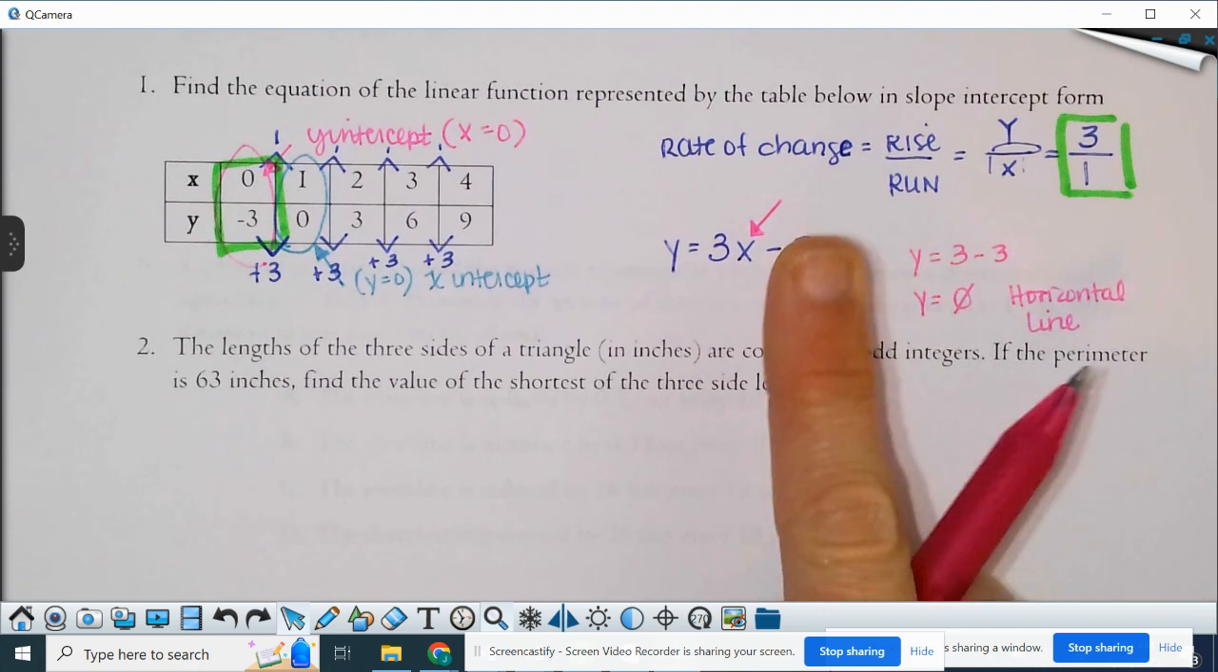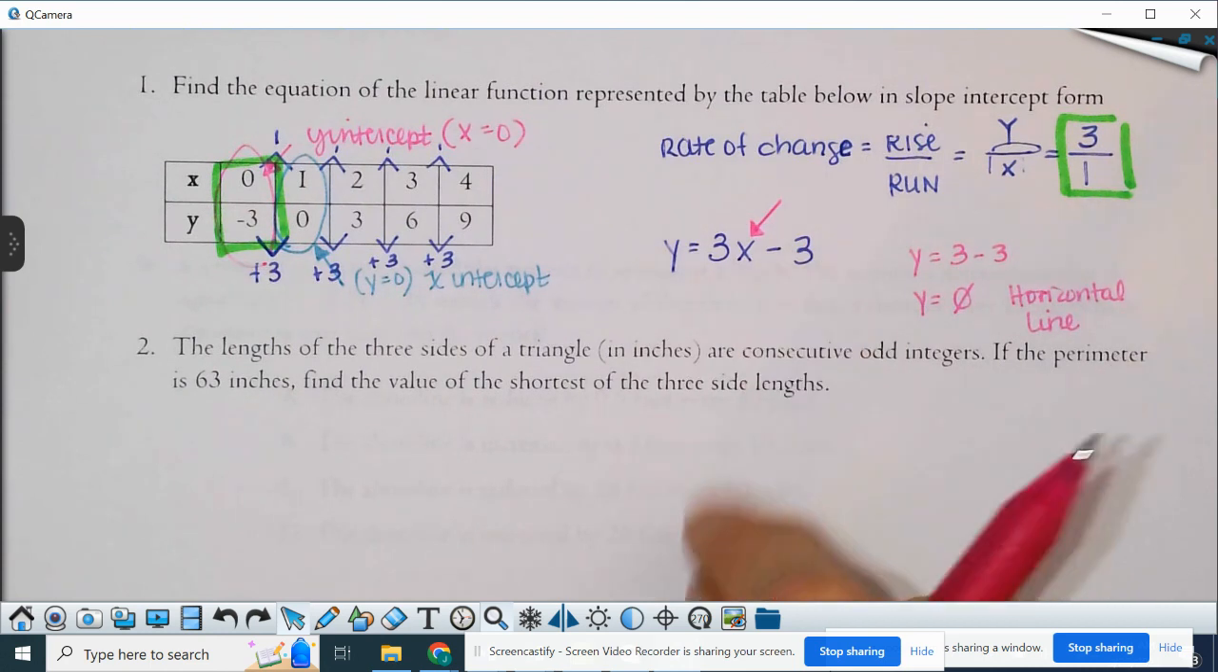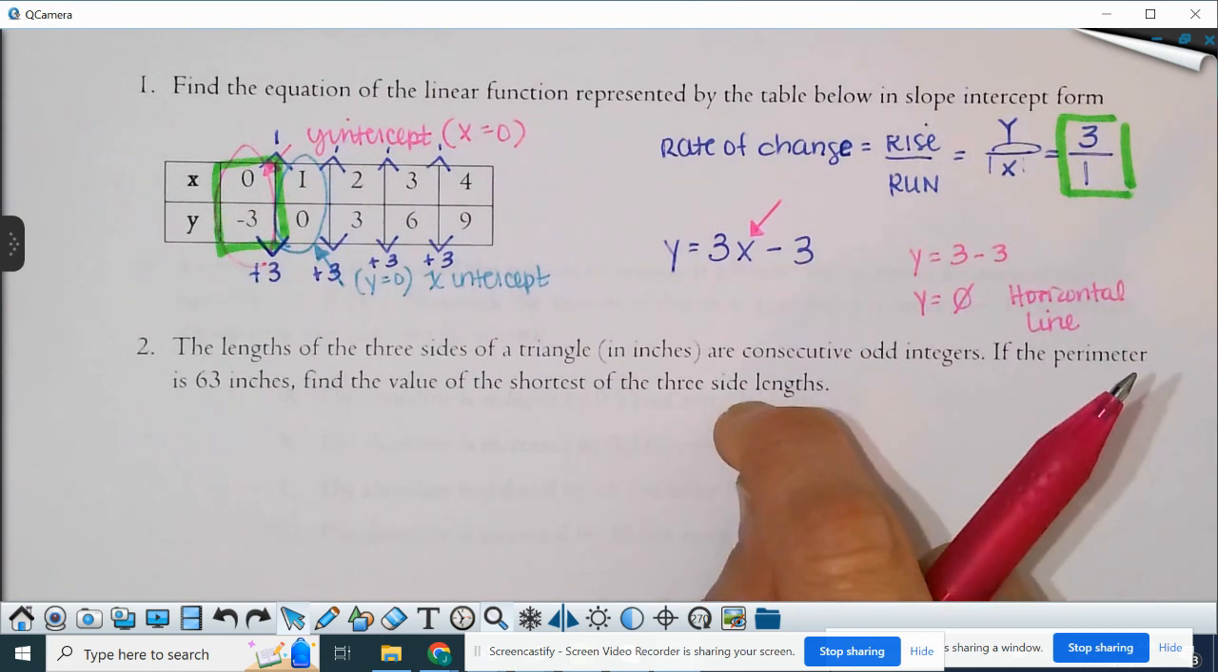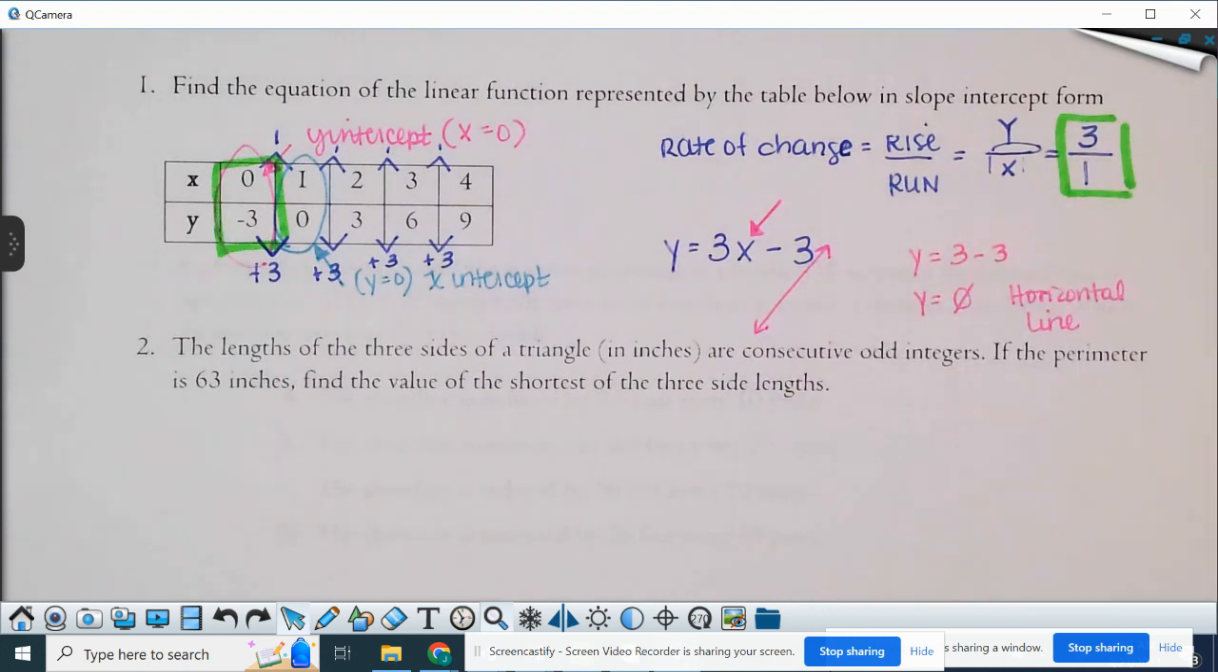Because 3x minus 3 means it's going to start on the y-axis at a negative 3, then it's going to go up 3 over 1, up 3 over 1, so it's going to be shaped something like that if we were to graph it in Desmos or on a piece of paper. So again, just some call outs.